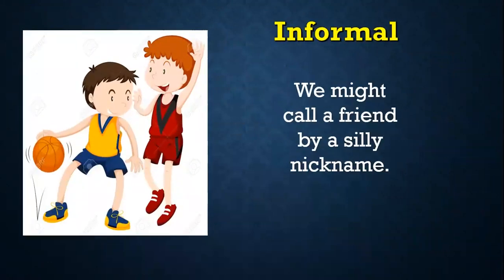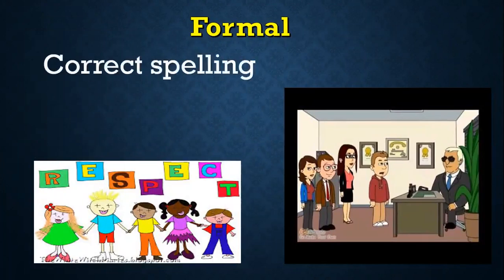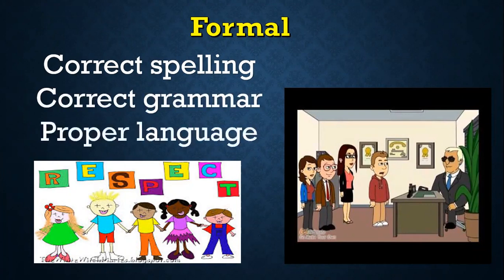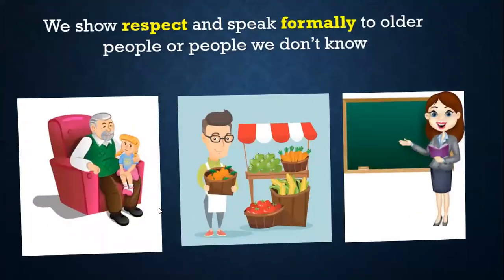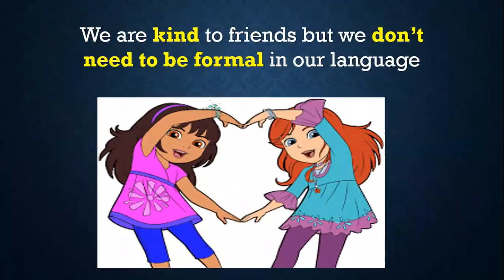In an informal conversation between two friends, we might call a friend by a silly nickname. Can you do the same with the principal or with your teacher, with your mother? Of course not. You should talk to the principal in a formal way. So, when we write a formal message, we pay attention to use correct spelling, correct grammar, and proper language. We should show respect and speak more formally to the people we don't know or older people. We should also be kind to friends in conversation, but we don't need to be formal in our language.